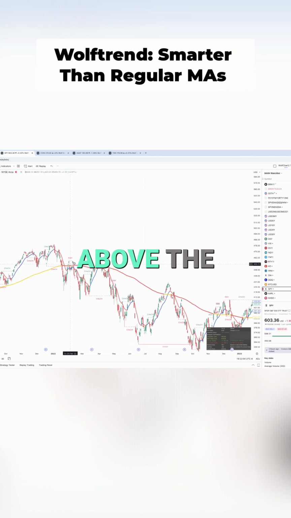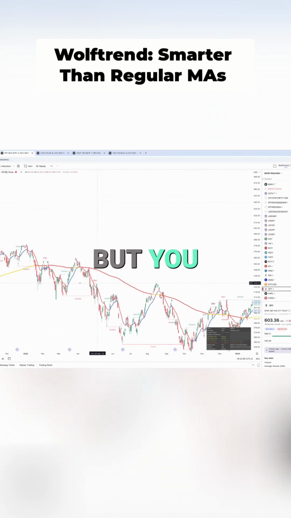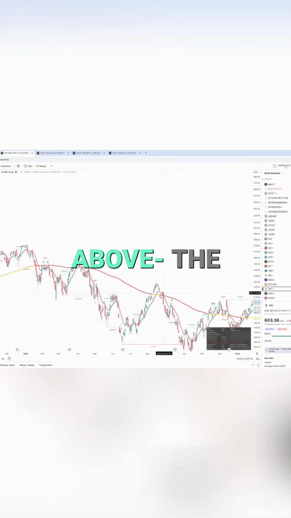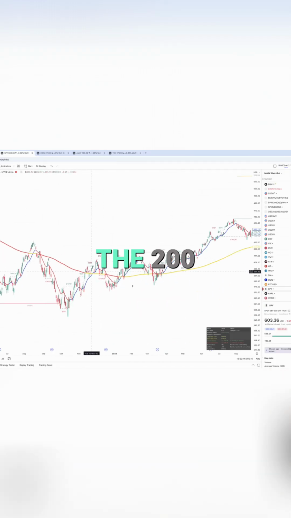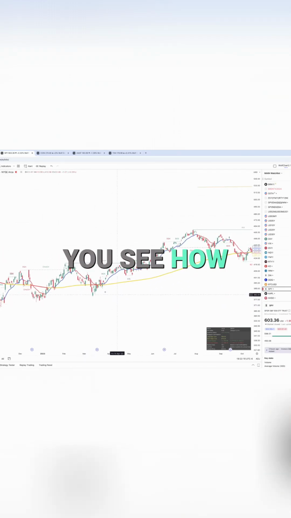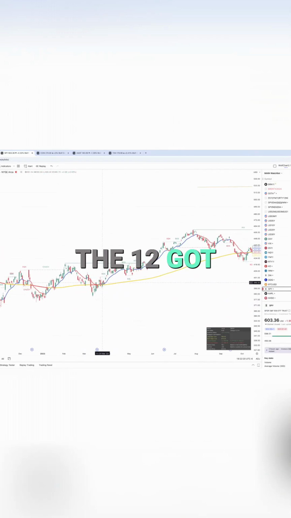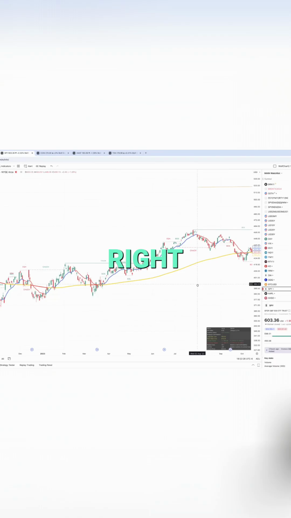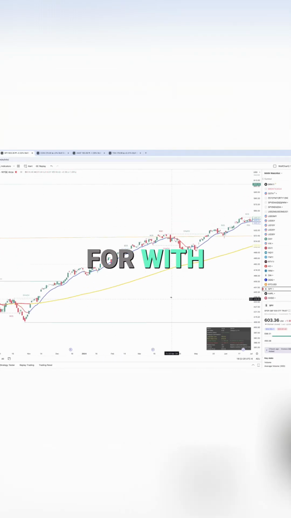We got candles getting above the 200. But you mainly want to see it when a trend is reversing from a downtrend. You want to see the 12 EMA get fully above and hold above the 200, right? So just like right here, you see how once the 12 got over the 200 and got a little height above it, you see how that was a sustainable uptrend shift, right? And so that's what we look for with these two moving averages.